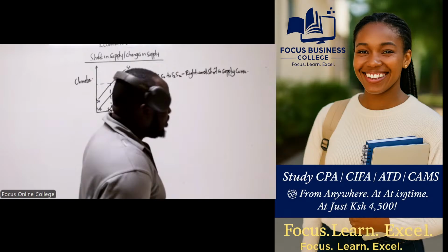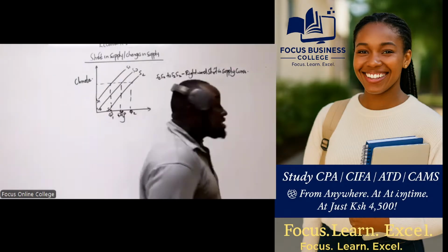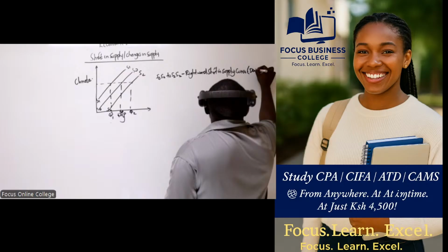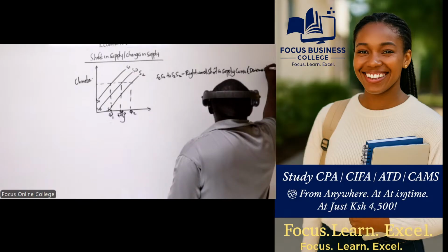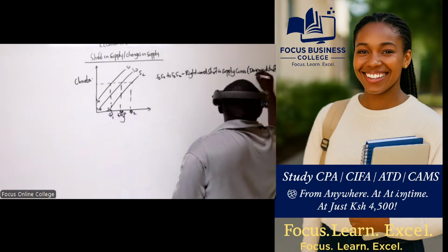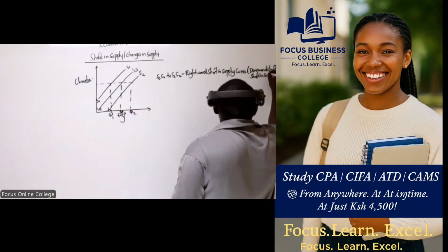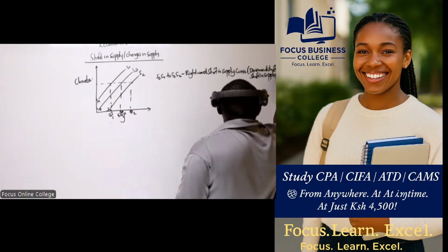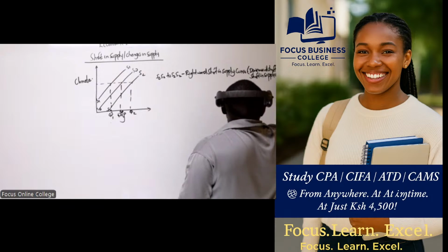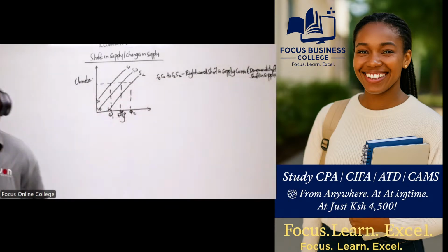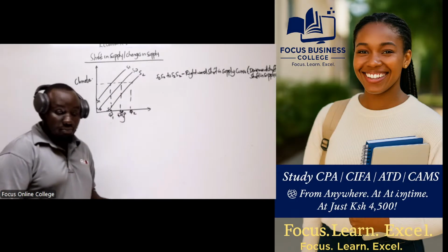So the downward shift in supply curve is also known as the downward shift. So when you see the word downward shift, it is the downward shift in the supply curve, together.